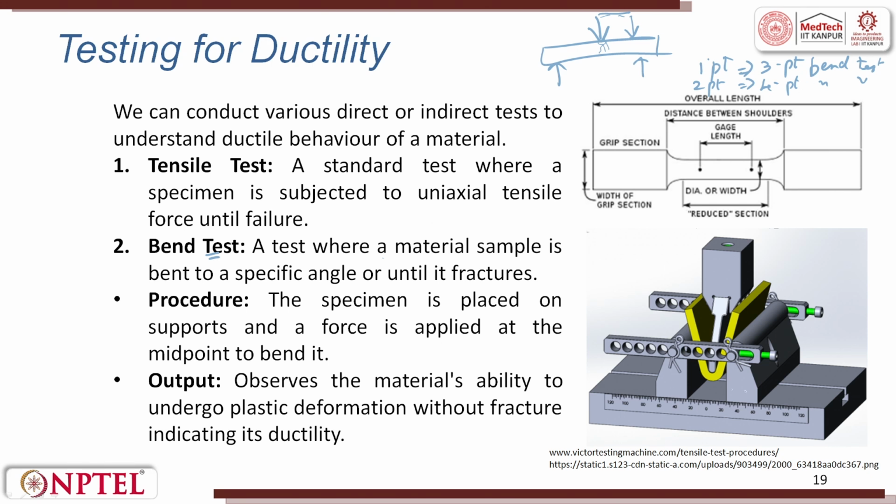So the supports can be adjusted depending upon your bend angle and the depth you have to give. That is the choice for every material. There is a different bend response or angle, and from there you can find out the response for ductility. The output observed is that the material's ability to undergo plastic deformation without fracture indicates its ductility.